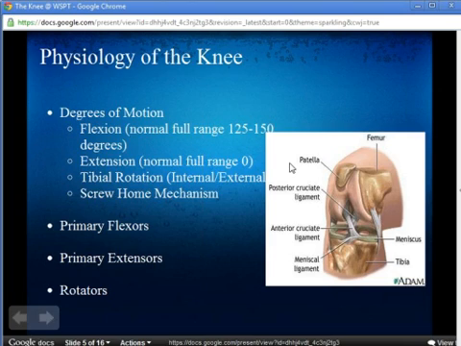All right. So degrees of motion, as we discussed: flexion, which is controlled by the hamstring, is around 120 to 150 degrees in normal people. And extension, as you can see, is straight, it's 0 degrees. And then coming to tibial rotation, as I told you, there is a mild degree of rotation in the knee, the internal and the external rotation. And then again, a very technical term, that is screw home mechanism.